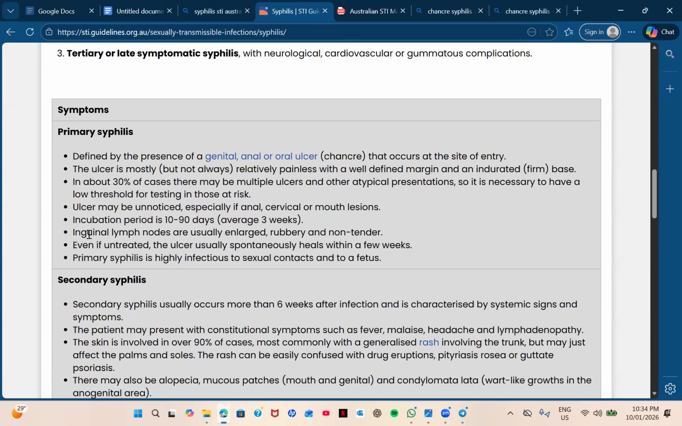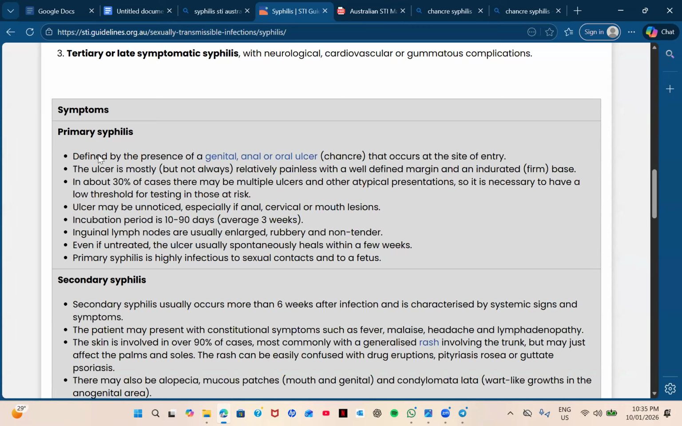The incubation period is 10 to 90 days, average 3 weeks. Inguinal lymph nodes are usually enlarged, rubbery, and non-tender. Even if untreated, the ulcer usually heals spontaneously within a few weeks. Primary syphilis is highly infectious through sexual contact and to the fetus.